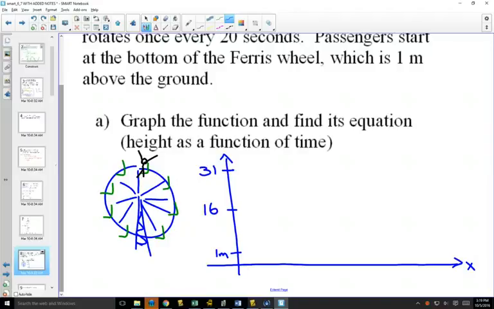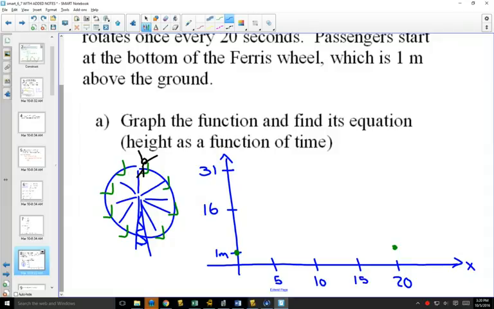Now if it takes 20 seconds to rotate, can you see that if you're starting 1 meter above the ground, 20 seconds later is when you're going to be back to 1 meter above the ground? That's one whole period. When we're graphing something, we took our period and we divided it into 4 equal sections.